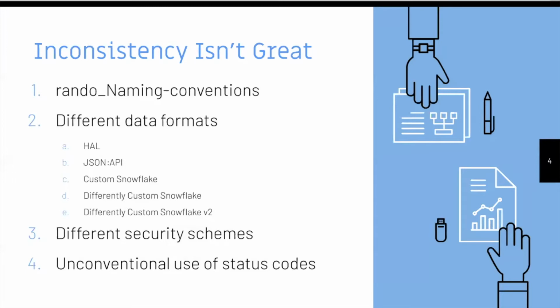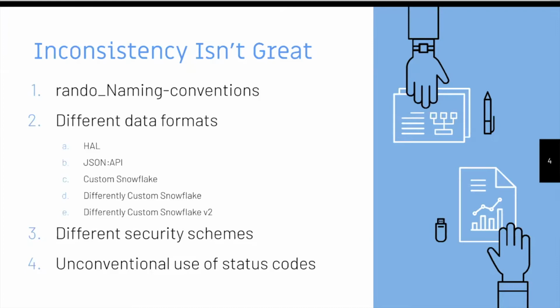Different data formats. So maybe you're using HAL or JSON API or Siren, or you've invented something, or somebody in a different team invented something else, and then that different team made a V2, which is also slightly different from the last one. I've had all these problems before, and I'm sure I'm resonating with a few of you.